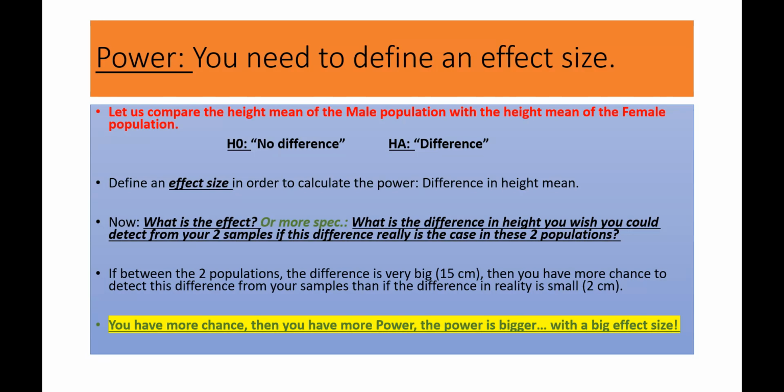So this effect size, this difference between the groups, is a practical effect, okay, for your company, for what you are researching.